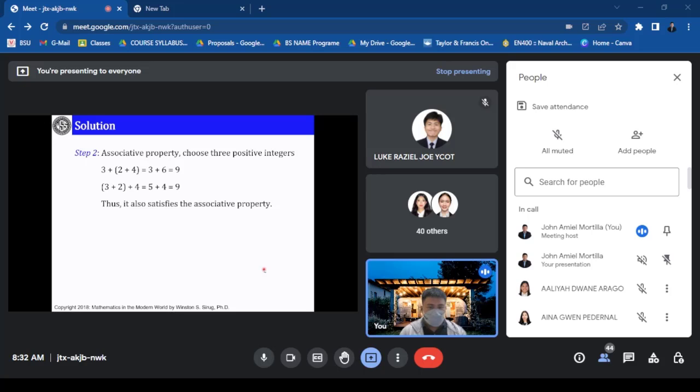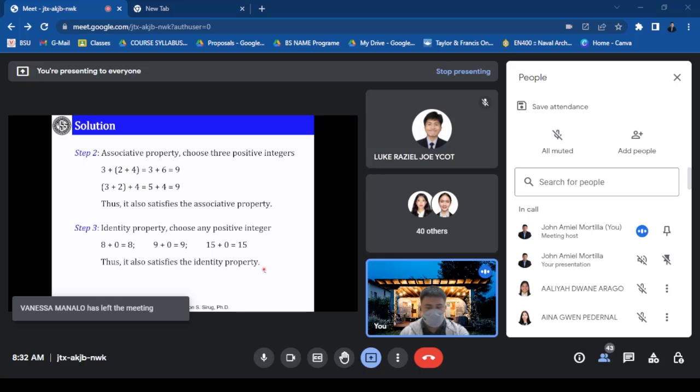Okay, so we have the associative property. So, you have to choose 3 positive integers. So, we have 3 plus quantity 2 plus 4, which is equals to 3 plus 6, which is equals to 9. So, quantity 3 plus 2 plus 4 is equals to 5 plus 4, which is equals to 9. So, kahit maglipat tayo ng group ng parenthesis, the same answer ng 9 siya. Okay, so thus it also satisfies the associative property.